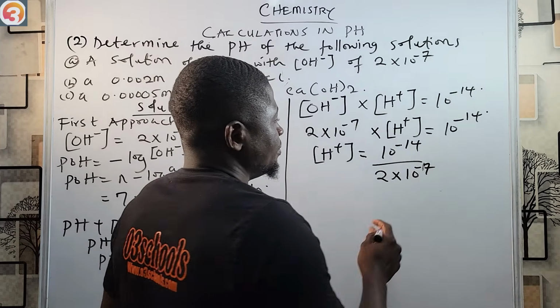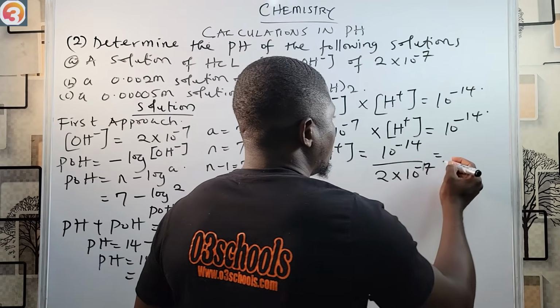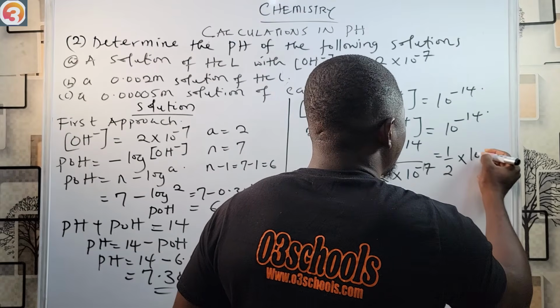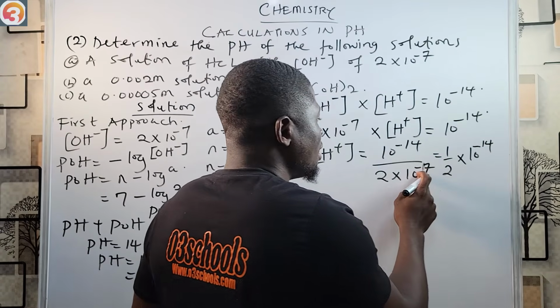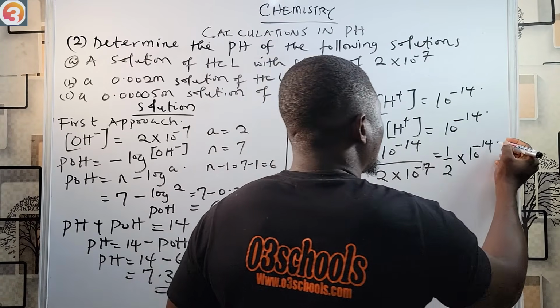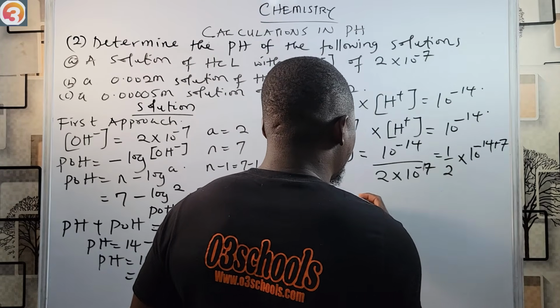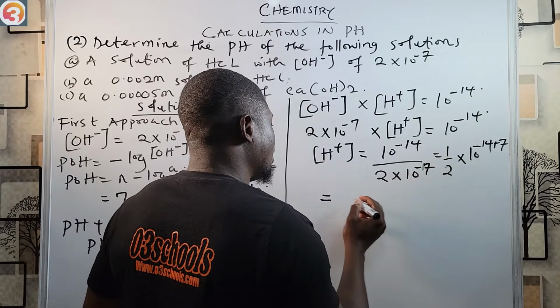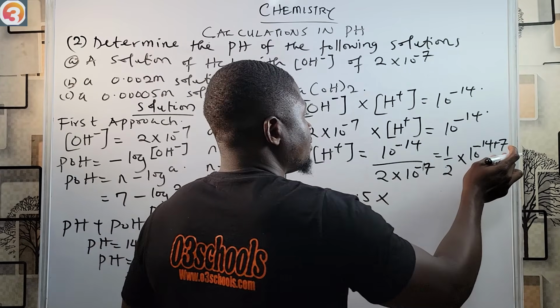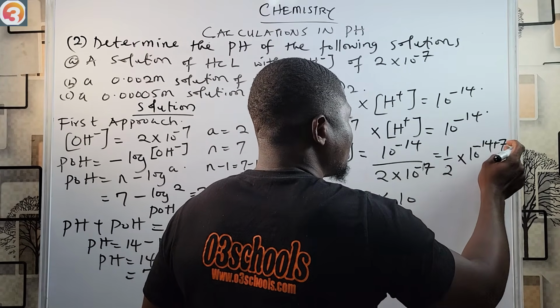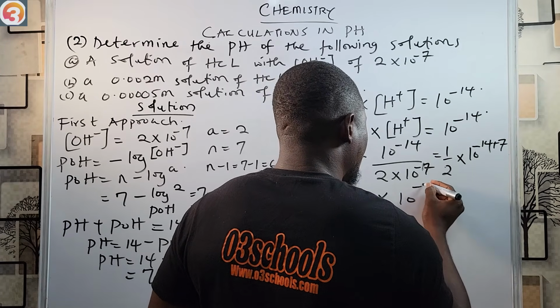Then we can bring this 1 over 2 out: 1 over 2 times 10 to the power minus 14. If this minus 7 is coming up, it turns to plus 7. Get it? So 1 over 2 is 0.5. So our value here is 0.5 times 10 raised to the power minus 14 plus 7, which is minus 7.